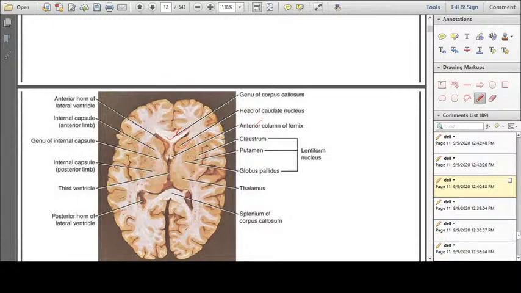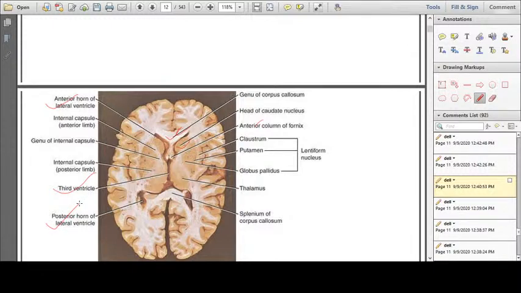So we'll be looking at the structures that I know. This one right here is the anterior horn of the lateral ventricle that I know, and this one is the third ventricle. Okay, the posterior horn of the lateral ventricle. So this is the anterior horn of the lateral ventricle, and this one is the posterior horn of the lateral ventricle.